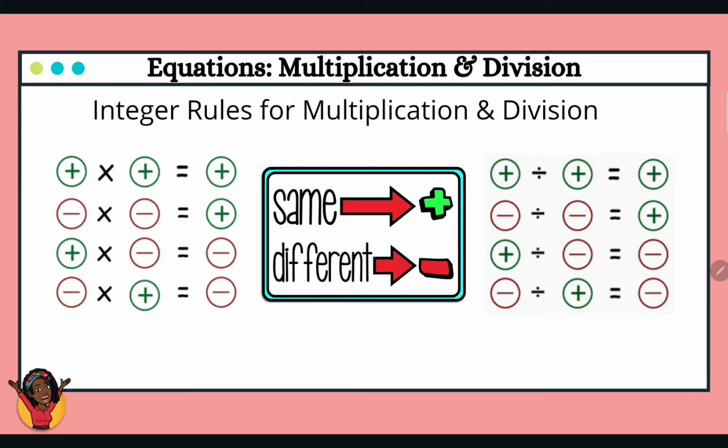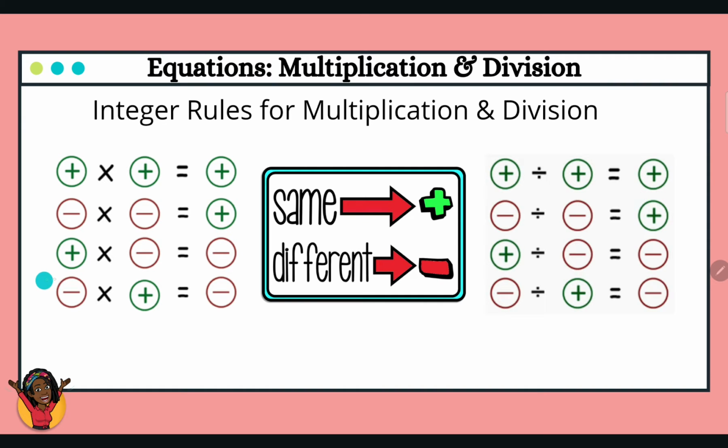Since we're going to be working with integers, let's revisit the rules for multiplying and dividing integers. Whenever we have the same sign, our answer will be a positive number. If we have different signs, our answer will be negative. For example, positive times a positive is positive. Negative times a negative is positive. Here we have the same signs, so we get a positive number. It's the same thing for division. Positive divided by positive is positive. Negative divided by negative is positive.